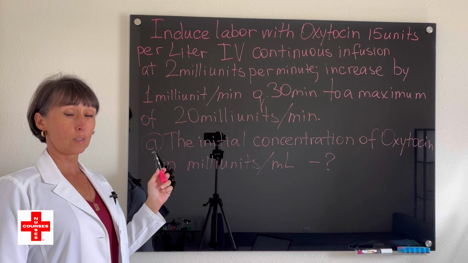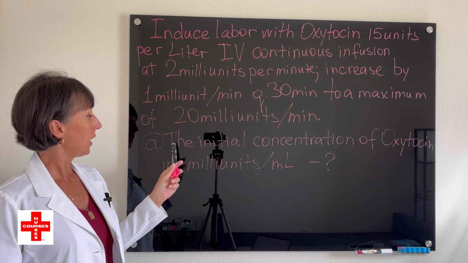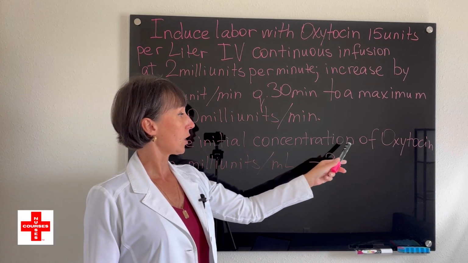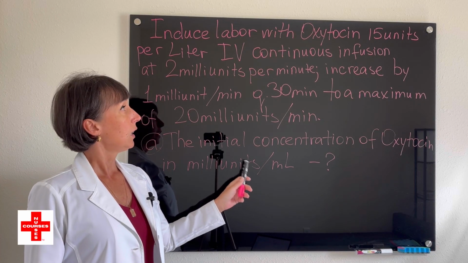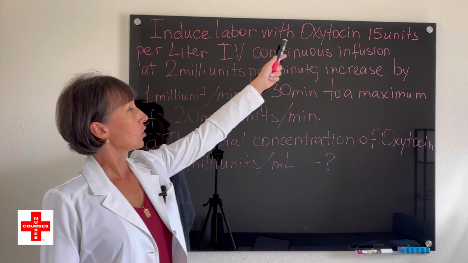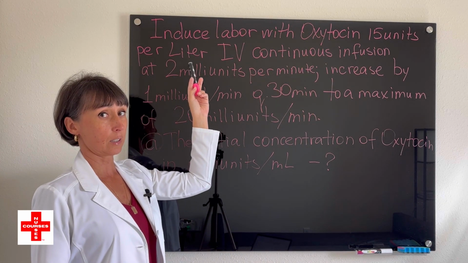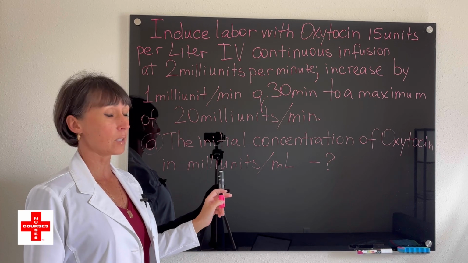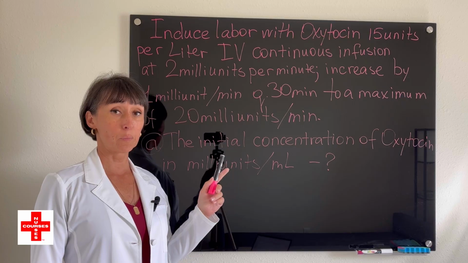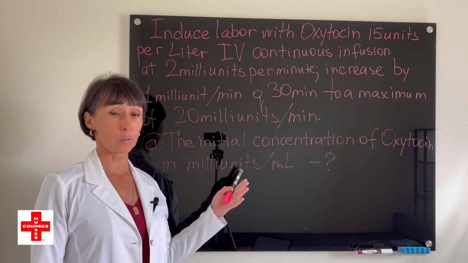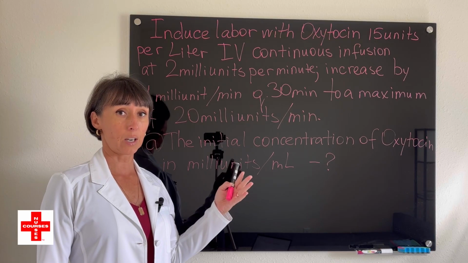This problem will have several questions. The first question we're going to answer is the initial concentration of oxytocin in milliunits per milliliter. That's what we need to find. The initial concentration of oxytocin is given to us in units per liter, and we are asked to find milliunits per milliliter. And remember, the conversion factor from units to milliunits is 1,000, just like from gram to milligram, or from liter to milliliter.